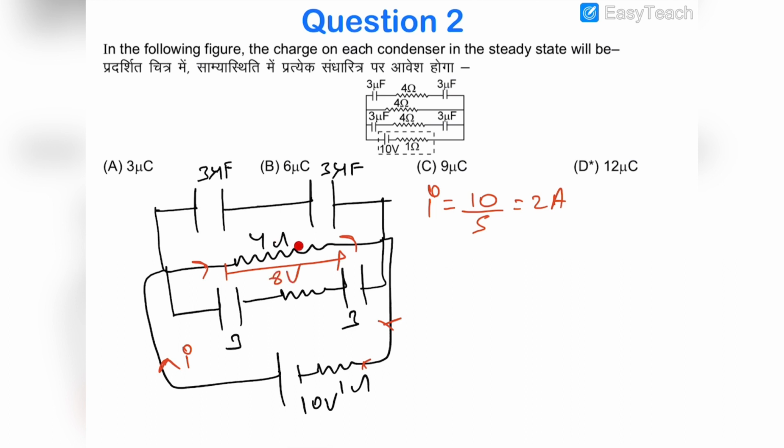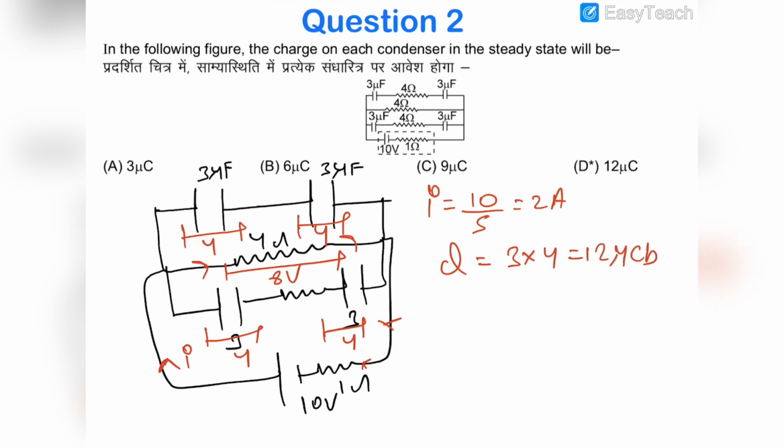and a potential difference of 2 into 4, which is 8 volts, would be developed across this 4 ohm, and this 8 volt would be equally divided into all 4 capacitors, 4, 4, 4, 4. Okay, so the charge on any one of them, Q, will be equal to 3 into 4, which is 12 microcoulomb. So the correct answer would be D. Now let us move on to the next question.